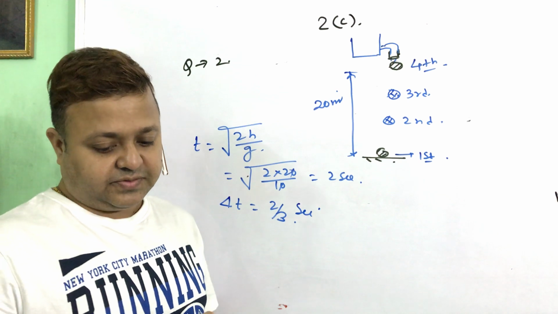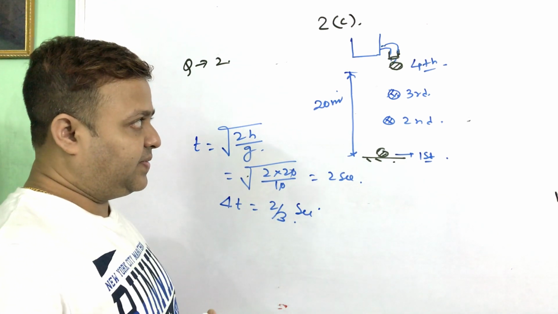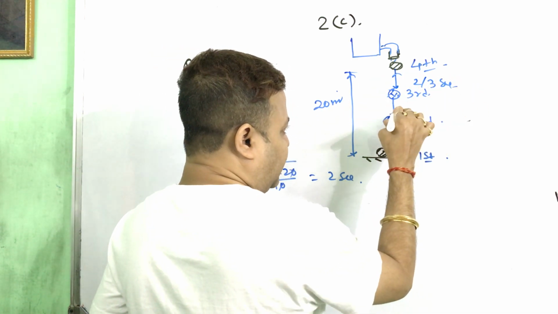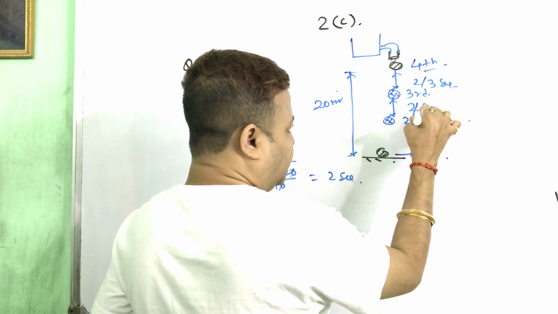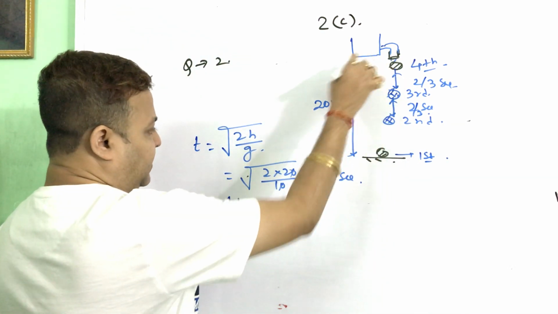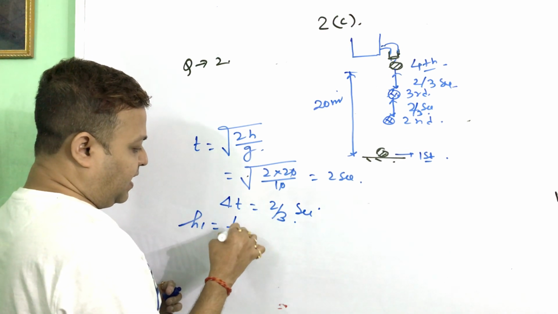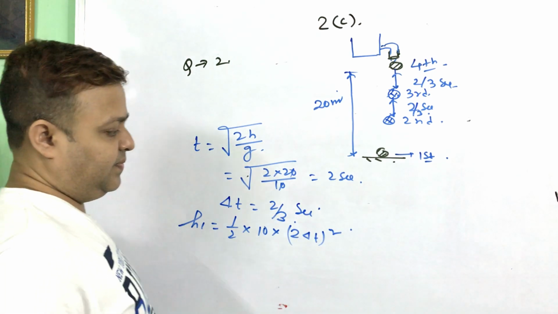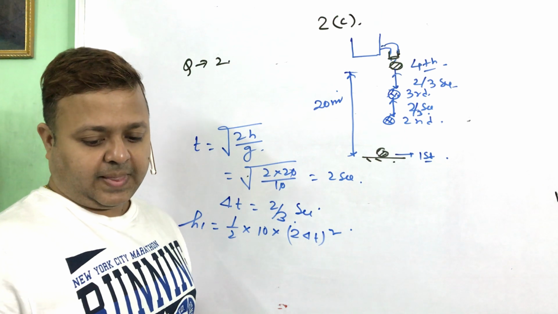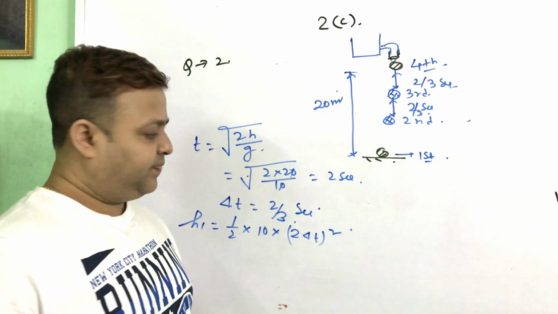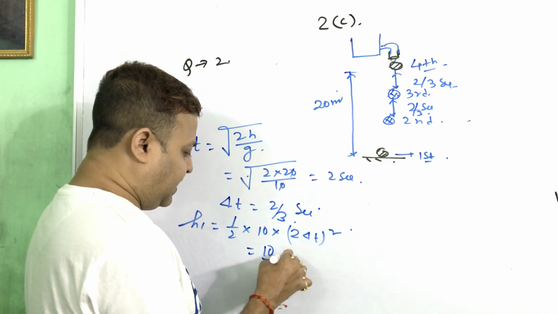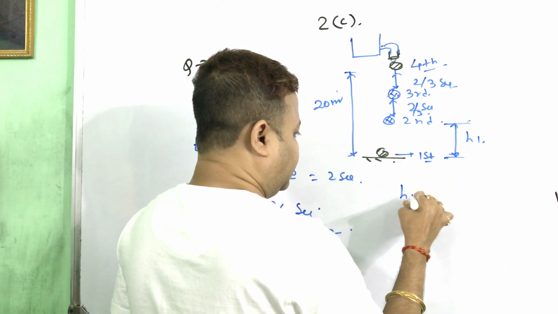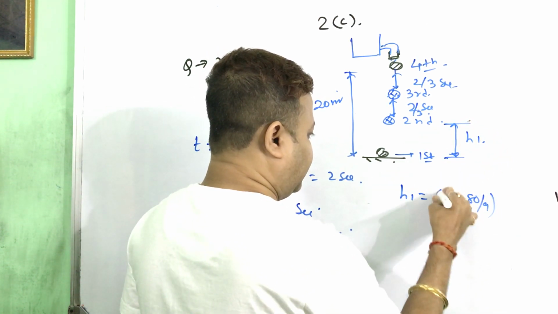The height of the second drop from the ground. The time gap is 2 by 3 second. So the height from the leakage portion is half g into (2 del t) the whole square, that is 80 by 9 meter. So the height from the ground, say h1, is 20 minus 80 by 9 meter.